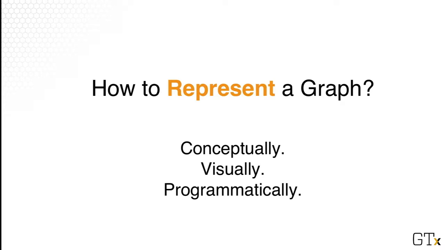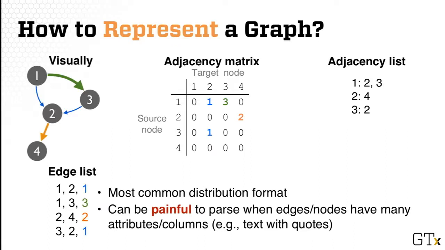To analyze graphs, we first need to know how to represent them conceptually, visually, and programmatically. The most natural way to understand a graph is as a node link diagram, as shown at the top left corner. Here we have 4 nodes. The edges connecting them may be weighted, and we usually use edge thickness to encode edge weight. A thicker edge means heavier weight. The edges may also be directed, and we usually add an arrow to the edge to indicate the edge direction.